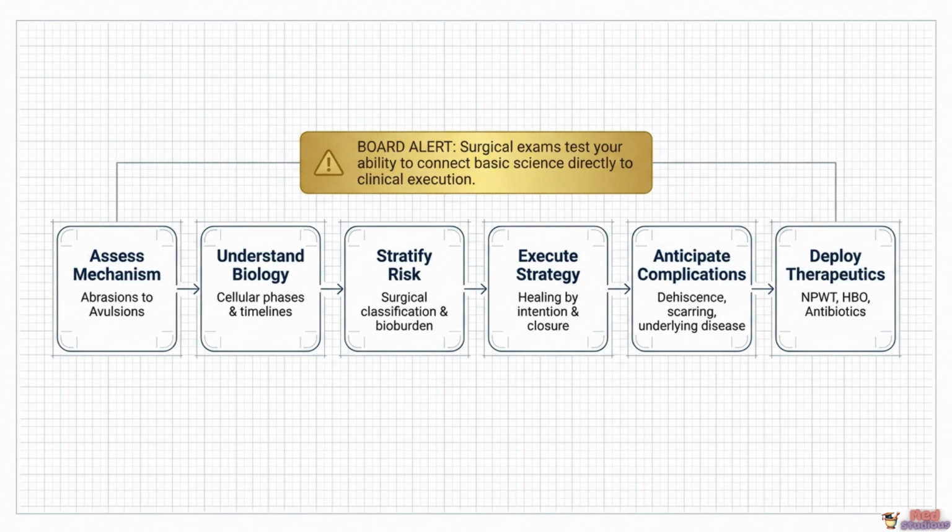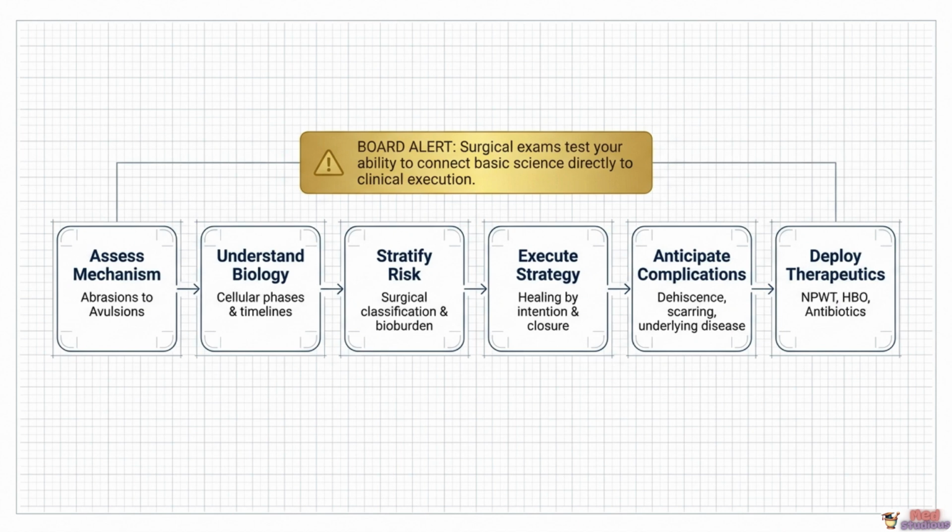Step 2 is to understand the biology. The phases of wound healing, coagulation, inflammation, proliferation, and remodeling, are not just theoretical constructs. They are the biological basis for every clinical decision you will make, from when to change a dressing to why a diabetic patient cannot heal a pressure ulcer. Step 3 is to stratify the risk using the standardized surgical wound classification system.